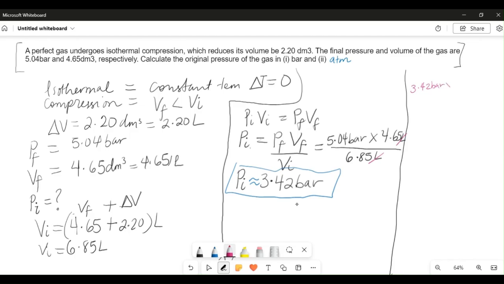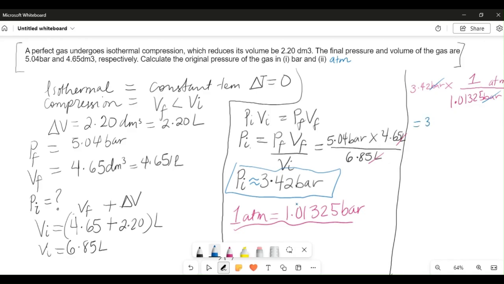3.42 bar times a unit conversion factor. We have to have bar at the bottom, in the denominator, so that the bar units cancel, and we have atmosphere up top. We put the value that compares atmospheric pressure units to bar units. Regularly, 1 atmosphere always equals 1.01325 bar. This is a standard unit conversion value. So 1 atm and 1.01325. Then we cancel out the bar, and we end up with 3.42 times 1 divided by 1.01325, giving the original pressure P initial in atmospheres.